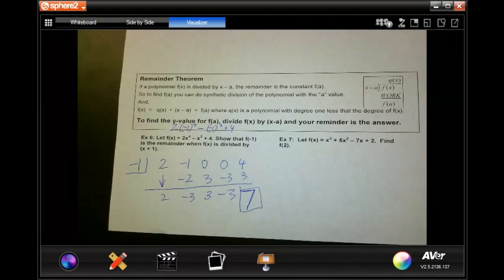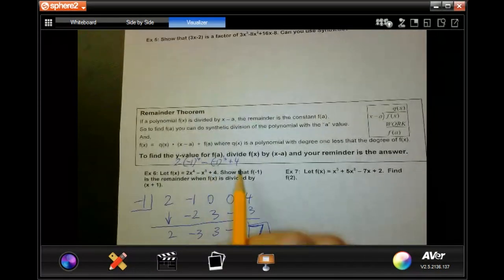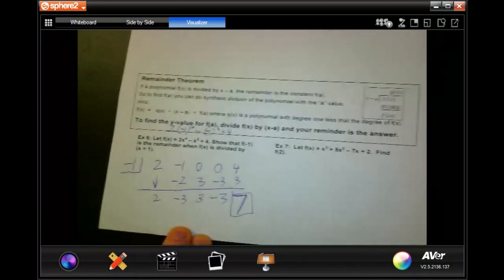Okay, so take a look at what did you get here? What's 2 times positive 1 minus a negative 1 plus 4? What is it? 7. Cool.